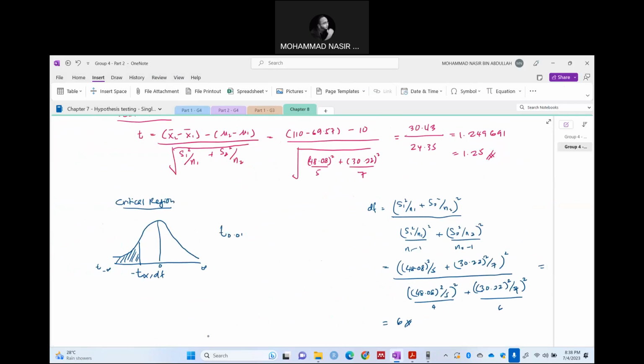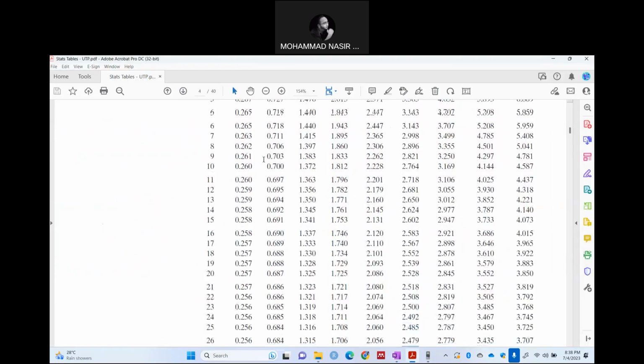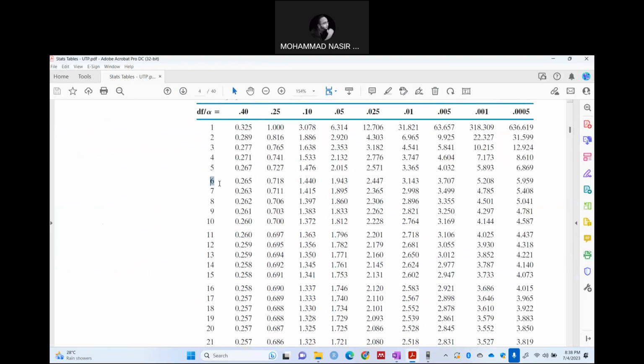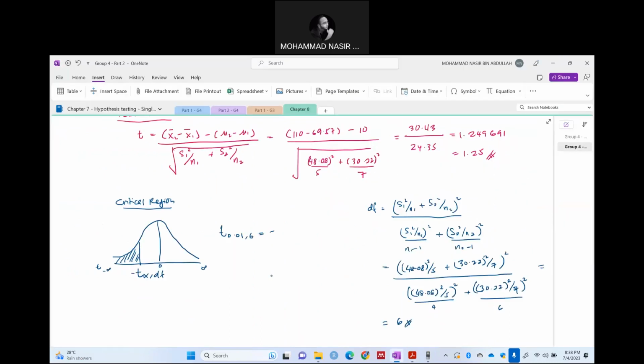Right. So this one should be T 0.01 with 6 degrees of freedom. So this one should be 3.143, right? So it should be 3.143. Okay? Any question?